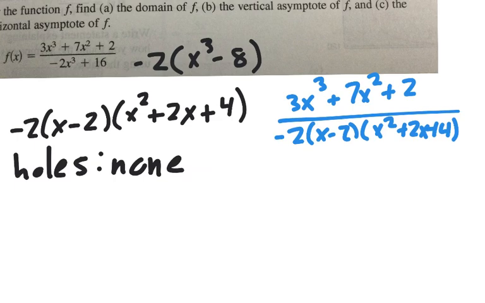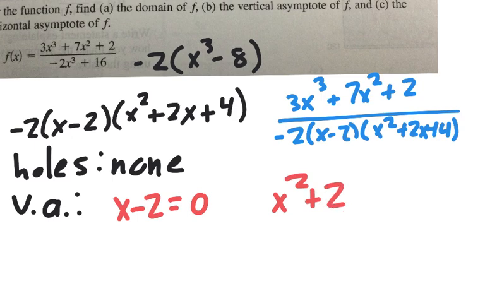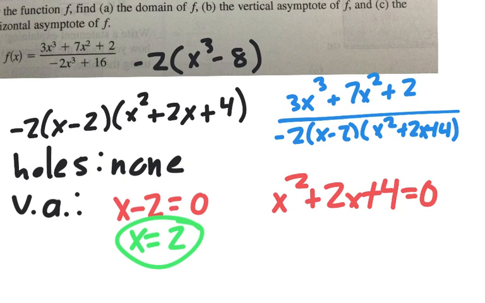Next, we want to find the vertical asymptote. So we would have to set each part of the denominator equal to 0. Negative 2 equals 0, that's never going to happen, so we can skip a constant like that out front. Next we have x minus 2 equal to 0, and then x squared plus 2x plus 4 equal to 0. To solve x minus 2, I have a vertical asymptote at x equals 2.